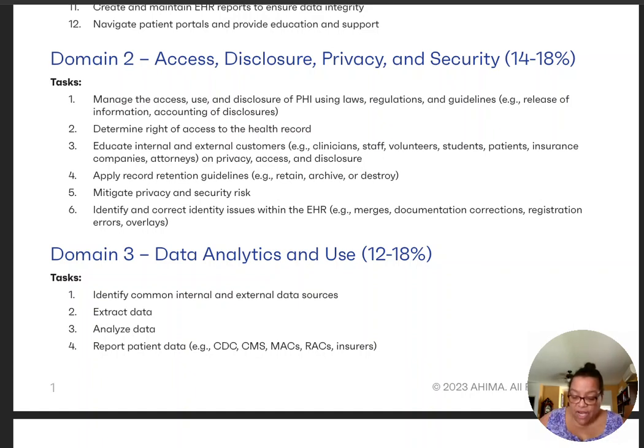States do have some direction on that, but this is a national exam. It's not asking you what's California's law on record retention guidelines. That doesn't really have anything to do with the exam itself. It's important for you to know that as a working HIM professional, if you're working in the state of California, yes. But for this exam, national guidelines. So that's privacy and security.